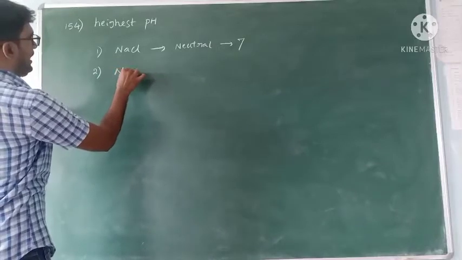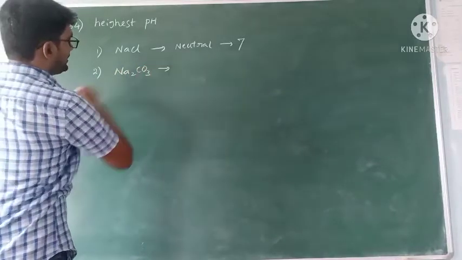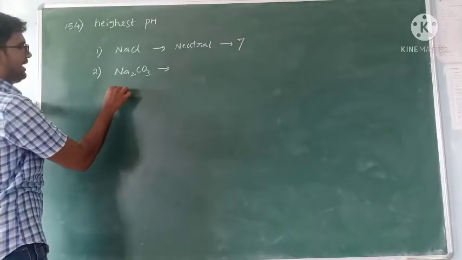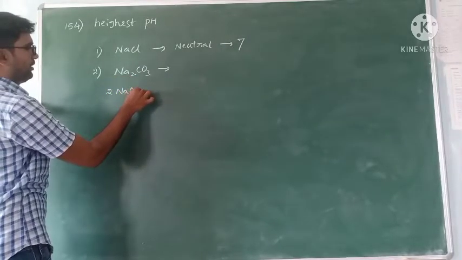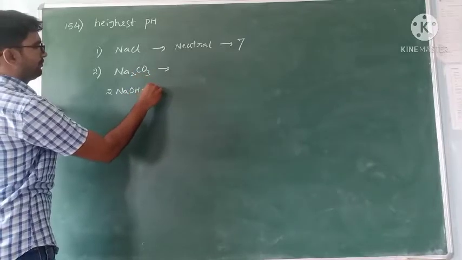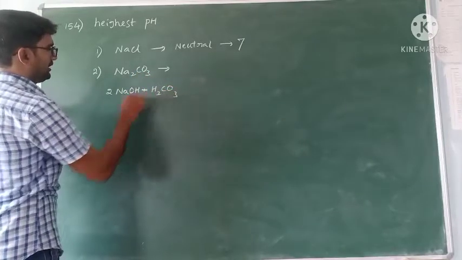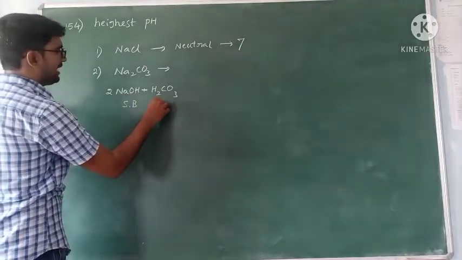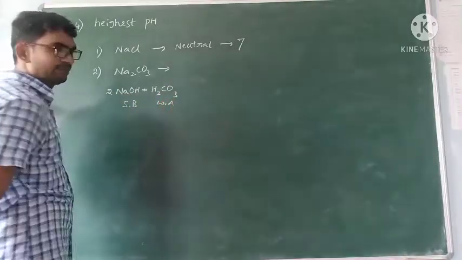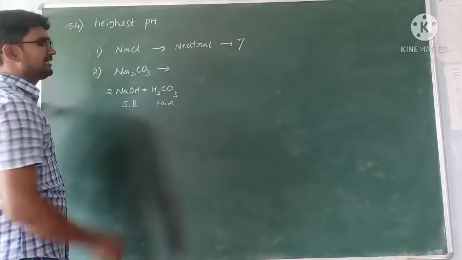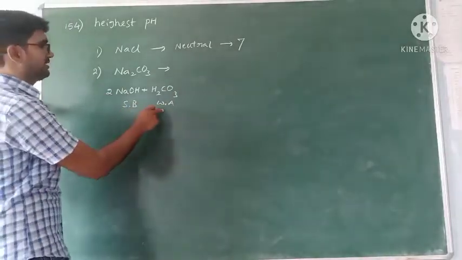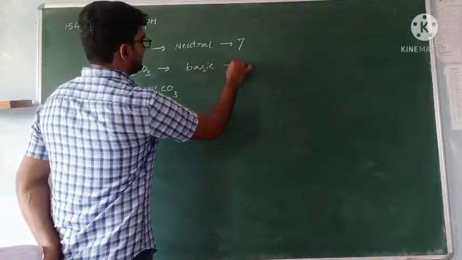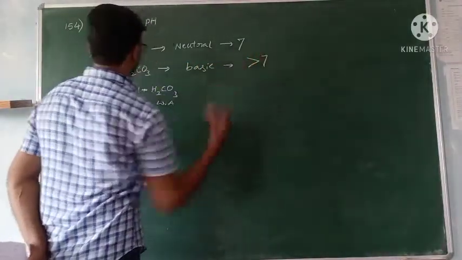Second, Na2CO3. How is it formed? Na2CO3 is formed by this part coming from NaOH, 2 moles of NaOH, and this part coming from H2CO3. NaOH is a strong base. H2CO3 is a weak acid. Right? So what type of salt is it? It is a salt of strong base and weak acid. So basic nature. Basic nature means pH value greater than 7.